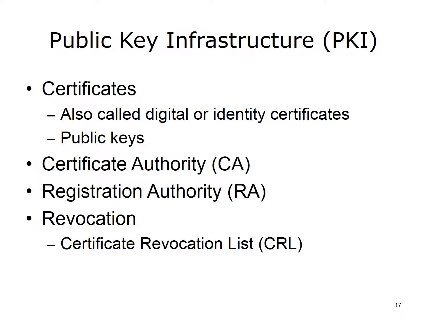Before a source receives a certificate, it must undergo a review process by a registration authority, RA. The registration authority investigates the source and makes sure that it is who it says it is. It's kind of like a background check. Once the source has been verified, the RA will let the CA know that it is okay to issue a certificate to the source.